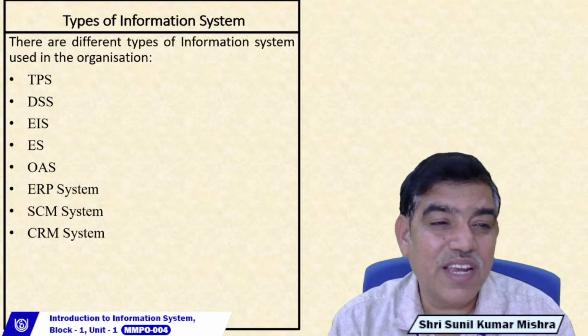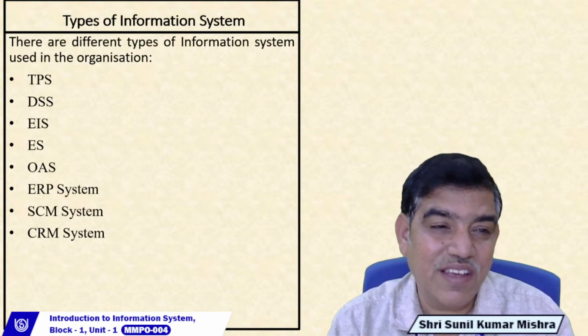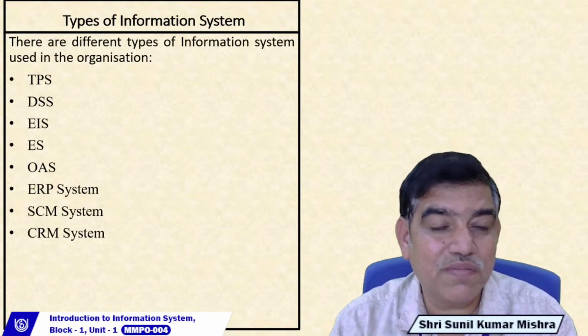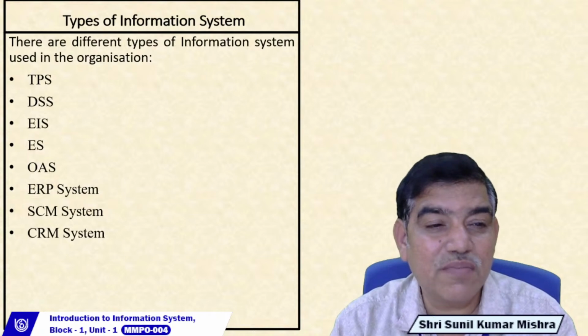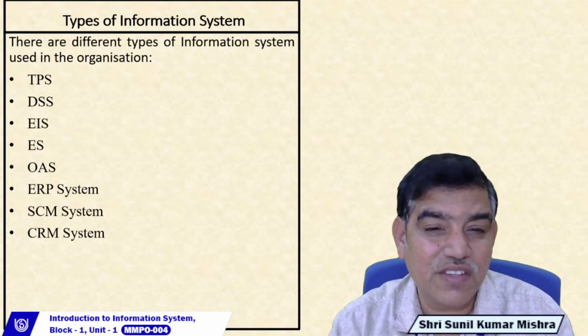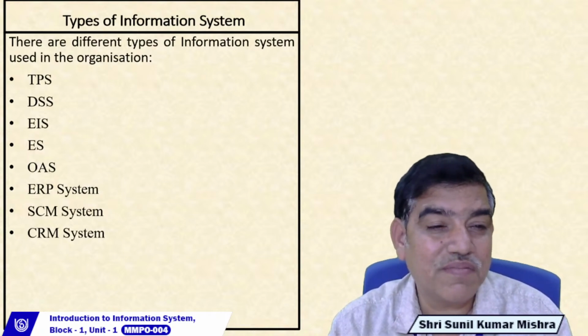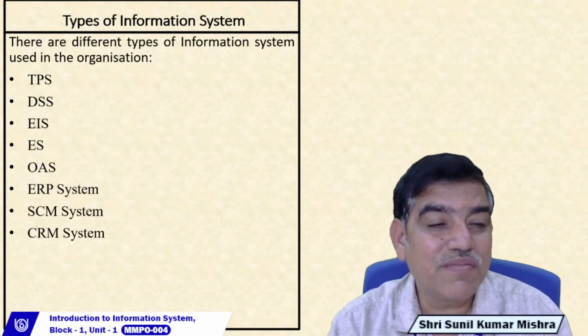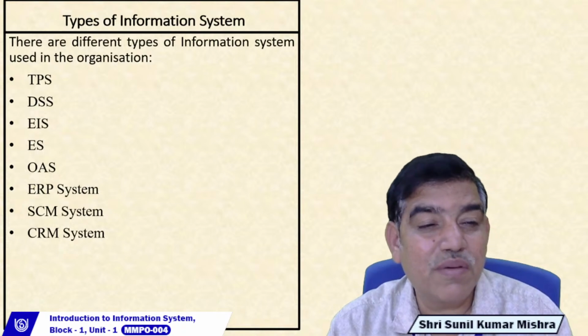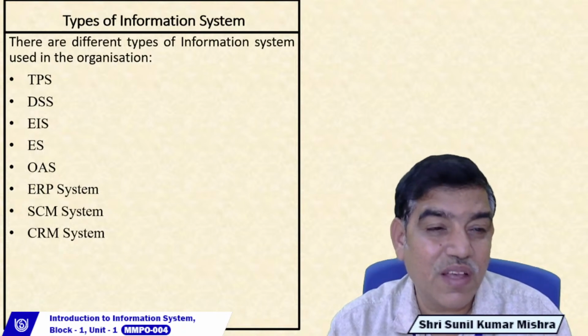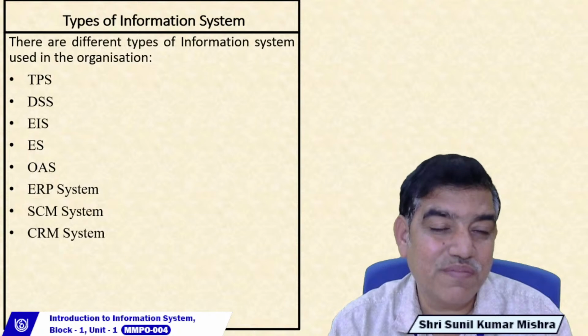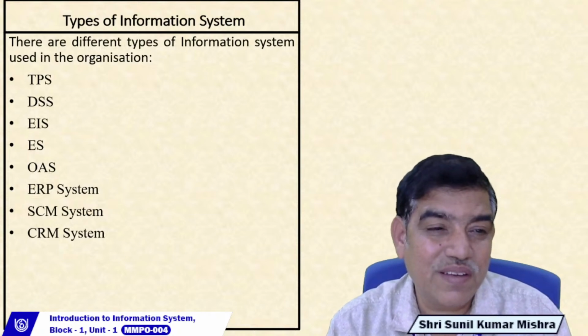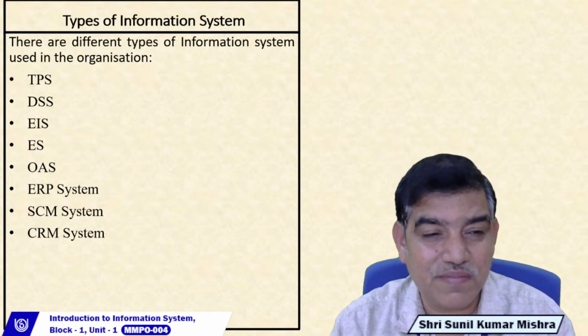Then the next one is ES. ES is the expert system. ES stands for expert system. It is very popular nowadays. We may also call it an AI system, AI based information system, or knowledge management system. What is actually ES? Expert system.